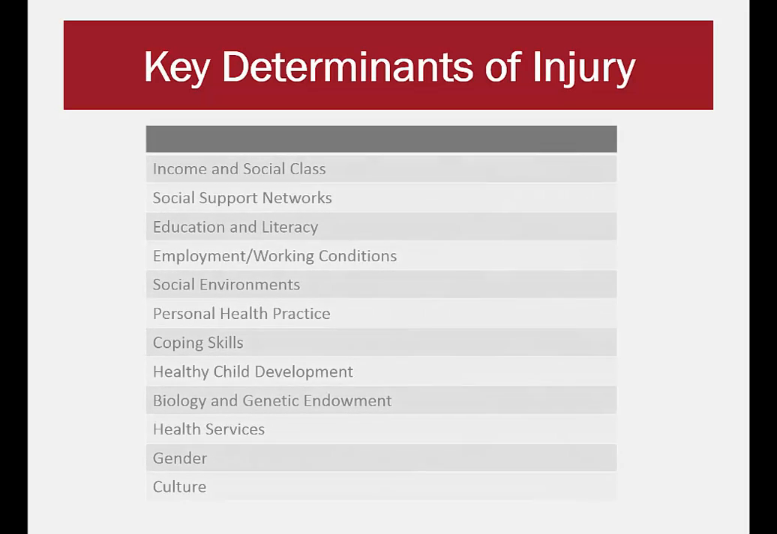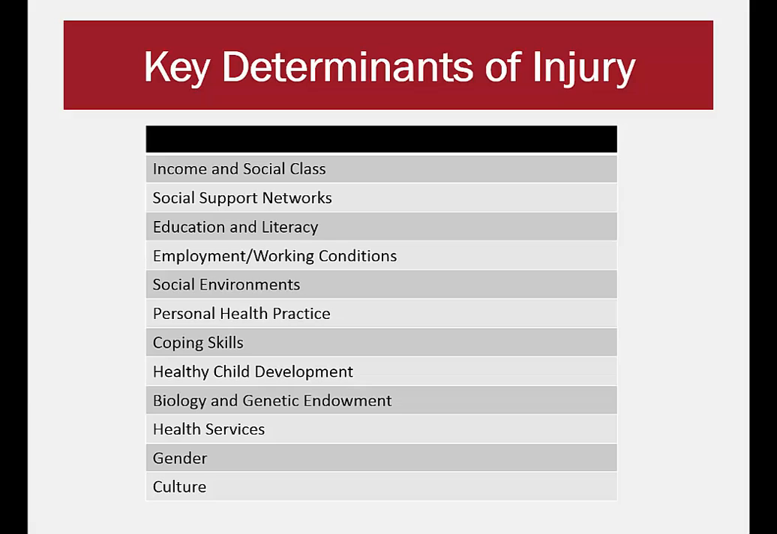The key determinants include income and social class, social support networks, education and literacy, employment and working conditions, social environments, personal health practices and coping skills, healthy child development, biology and genetic endowment, health services, gender, and culture.